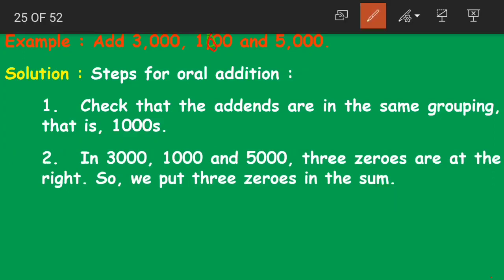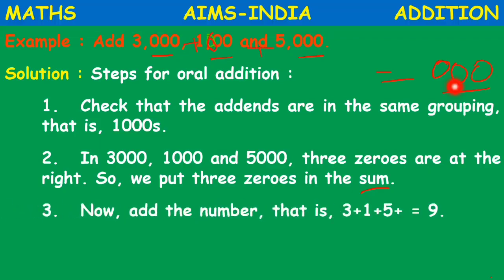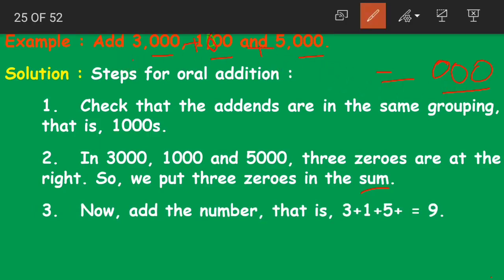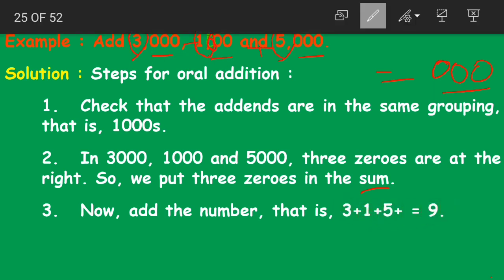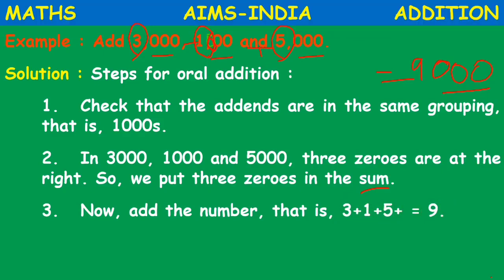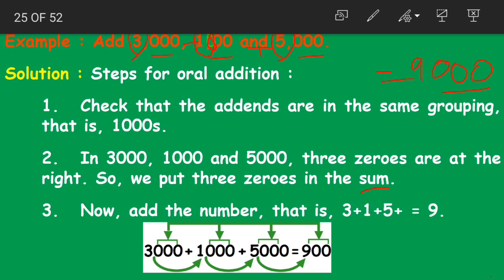Now again, what are we observing? All the three numbers are having 3 zeros in it. So we put 3 zeros in the sum. What is the sum? Sum is the result of addition. When we add these three together, the answer will be called the sum. Now add the remaining numbers, 3, 1 and 5. 3 plus 1 becomes 4, 4 plus 5 becomes 9. So we'll place this 9 in front of the zeros. The answer will be 9000.